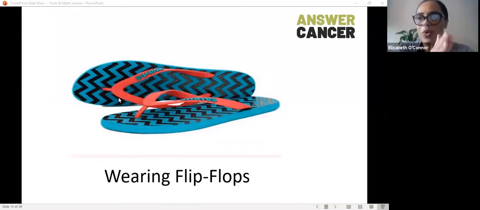But when we normally wear flip-flops in the sunshine, it's our exposure to sunshine that can cause cancer. So the two are kind of linked in a strange way, but wearing flip-flops on their own is not going to cause cancer. It's your exposure to UV rays and UV sun, and you just need to tan safely, because we know exposure to UV rays can increase your risk of skin cancer.